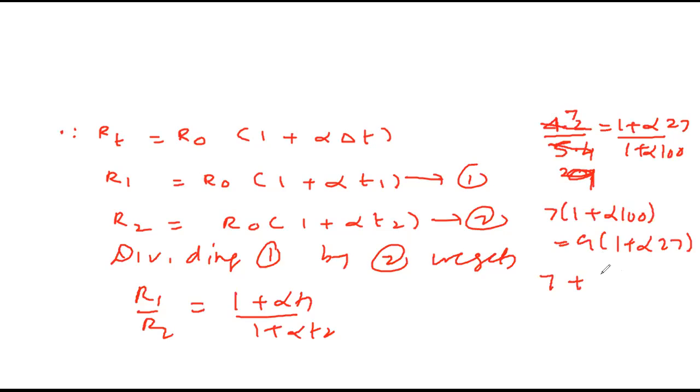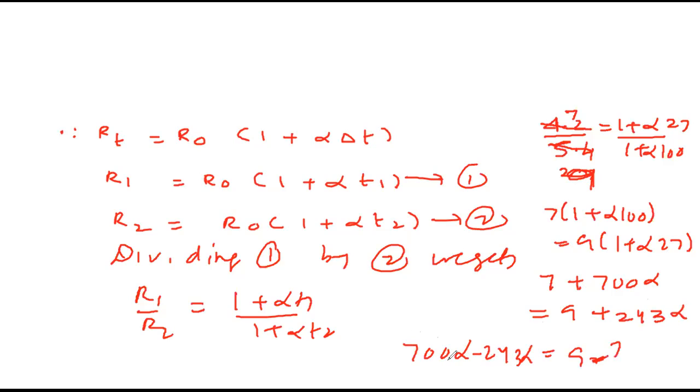So 7 plus 700 alpha equals 9 plus 9 into 27, that is 243 alpha. Then this will become 700 alpha minus 243 alpha equals 9 minus 7. 10 minus 3 is 7, 9 minus 4 is 5, 6 minus 2 is 4, so 457 alpha equals 2. So final alpha is 2 upon 457.